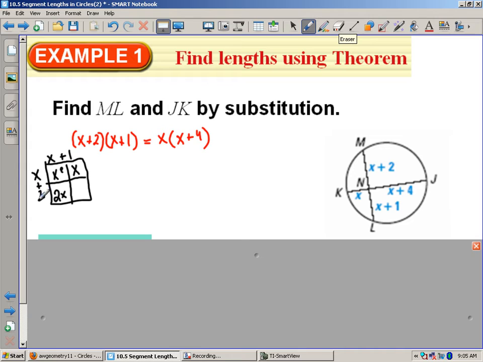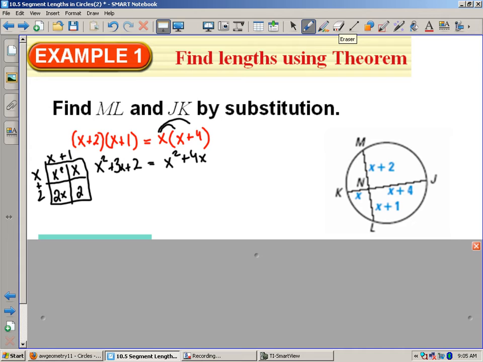So multiplying this out gives me x squared. If I combine the diagonals here, I get 3x. And then plus 2 would give you the multiplication of those together. Finally, on the other side, this is just distributing, taking x times both of my terms, which gives me x squared plus 4x.